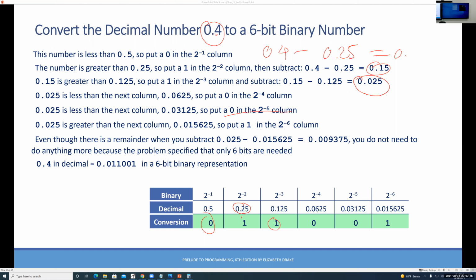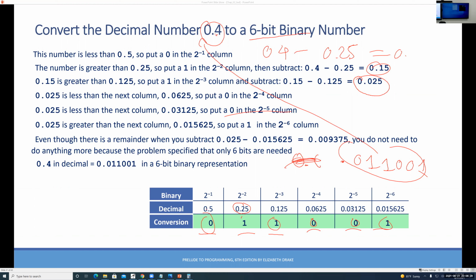0.025 left is less than this one. That's why you put number 0 here. And move on. 0.025 left is less than this one. You put 0 here. And 0.025 here is greater than this one, so you put number 1 here. You only need a 6-bit binary number. So you have 1, 2, 3, 4, 5, 6 here. So you have the point, then 0, 1, 1, 0, 0, 1. That is the way you convert the number 0.4. That's all. Does it make sense?